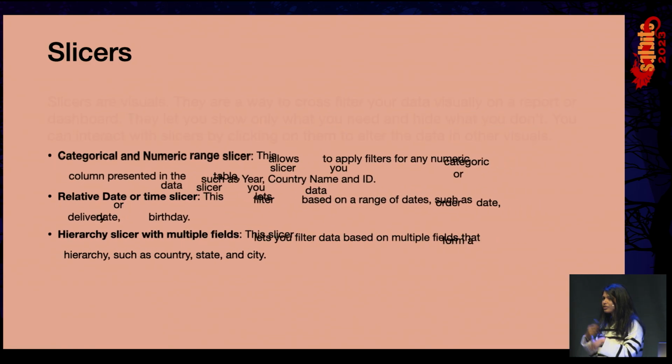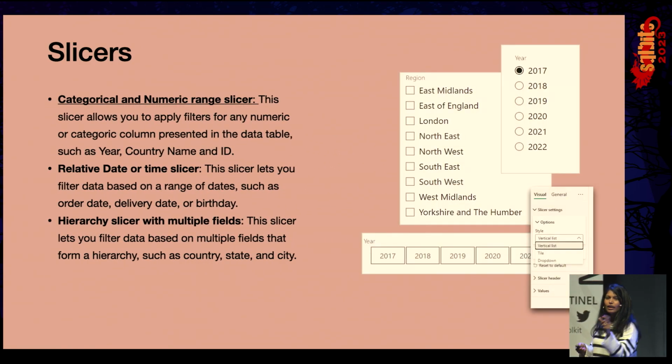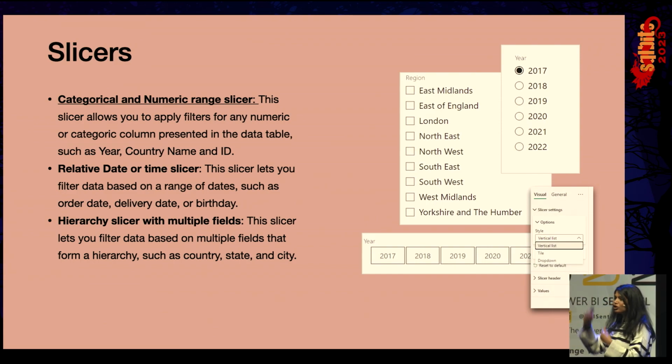Categorical and numeric slicers are for when you have a categorical or numeric type of data. When you add them to your canvas, they can have different styles. You could go for vertical format, horizontal format, or in the new world, tile format, or you could go for a drop down. You could do various things. Basically, you could have single selection, multiple selection, and things like that.